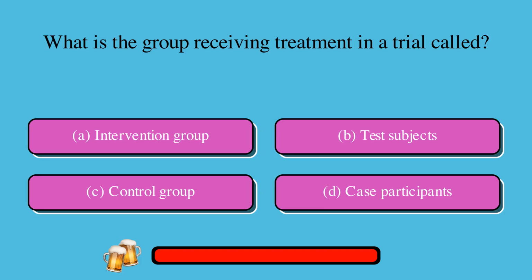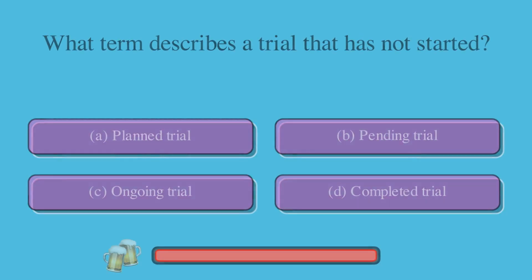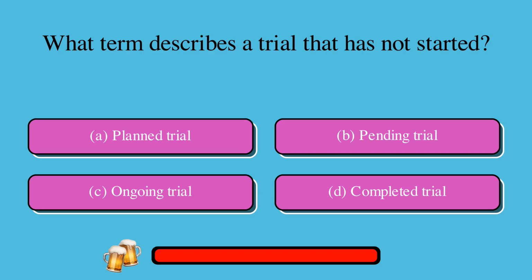What is the group receiving treatment in a trial called? A. Intervention group, or B. Test subjects, or C. Control group, or D. Case participants? The correct answer is A. Intervention group. What term describes a trial that has not started? A. Planned trial, or B. Pending trial, or C. Ongoing trial, or D. Completed trial? The correct answer is A. Planned trial.